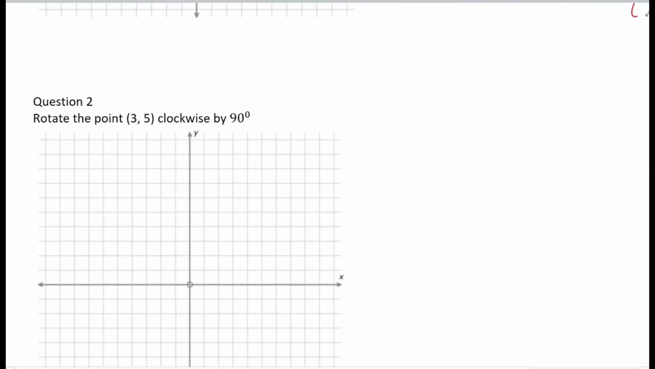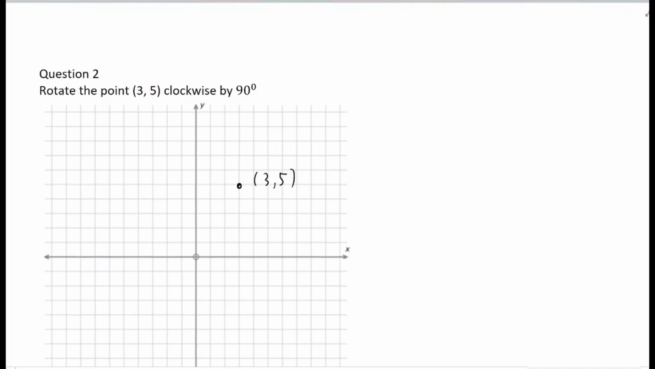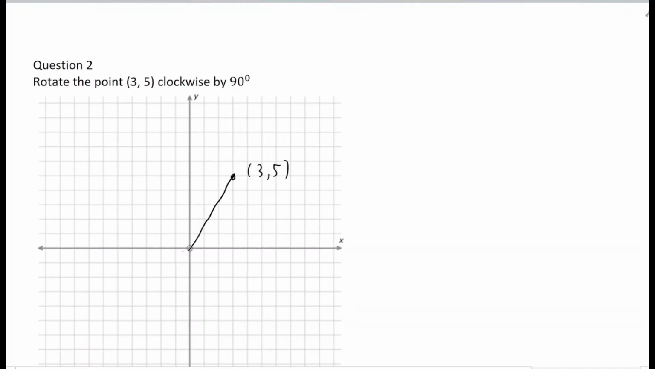Let's do a similar example here. We're going to take the same starting point here, (3, 5), and we're going to rotate it by 90 degrees. So what we'll be looking for is pretty much a right angle here. And then this point here, we're going to call (x', y'). So we'll figure out what that is.